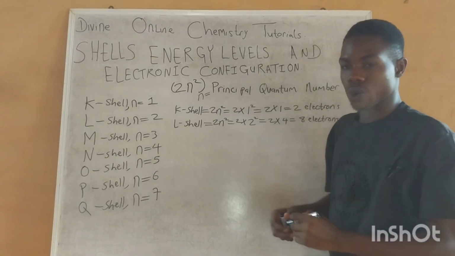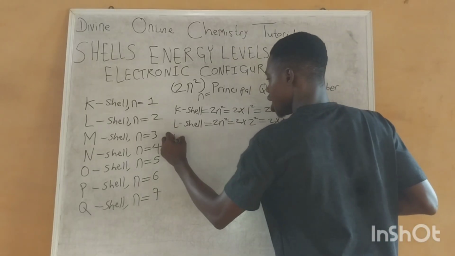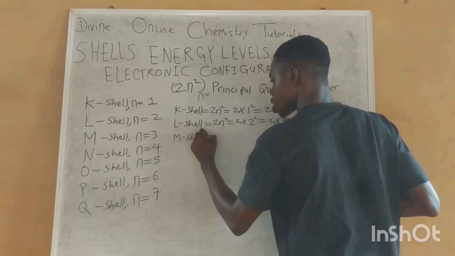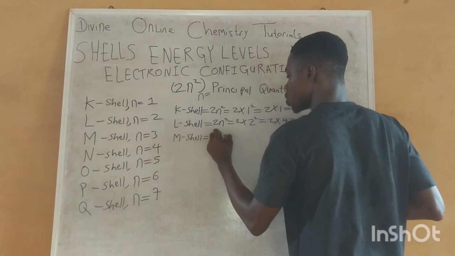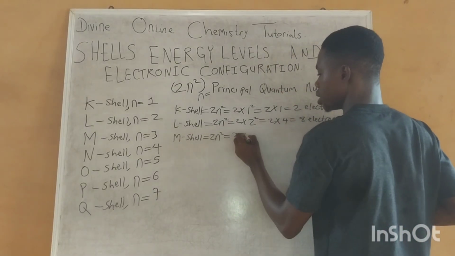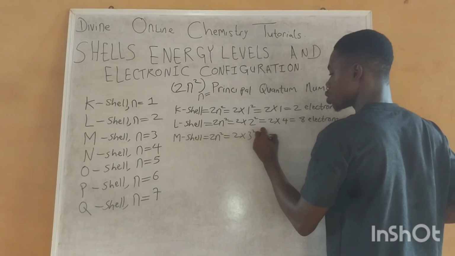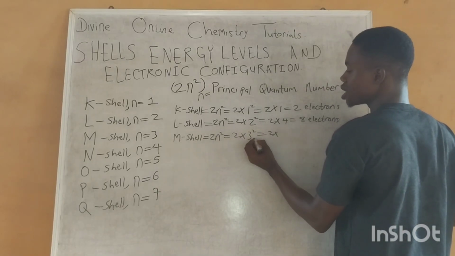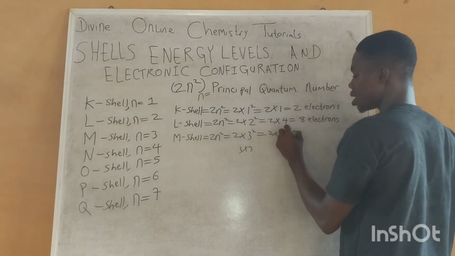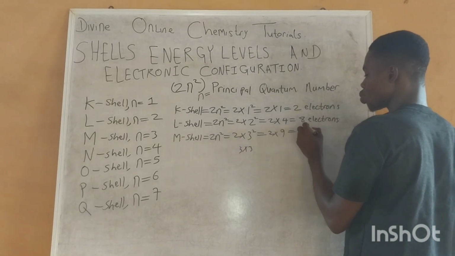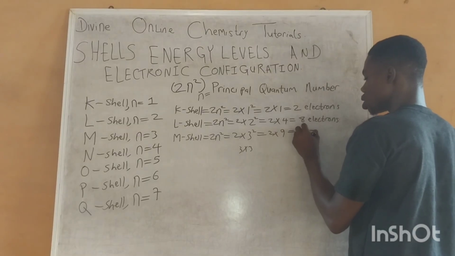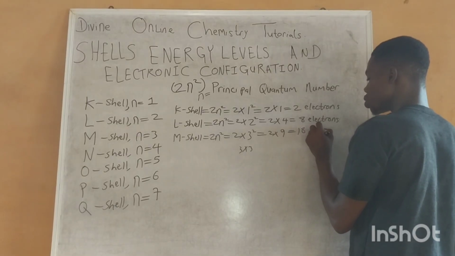Now what about the M shell? The M shell is the third shell. Use the formula 2n raised to power 2. We have 2 times, where n for the M shell is 3, raised to power 2. 3 raised to power 2 is 3 times 3, which is 9. 9 times 2 is 18 electrons.